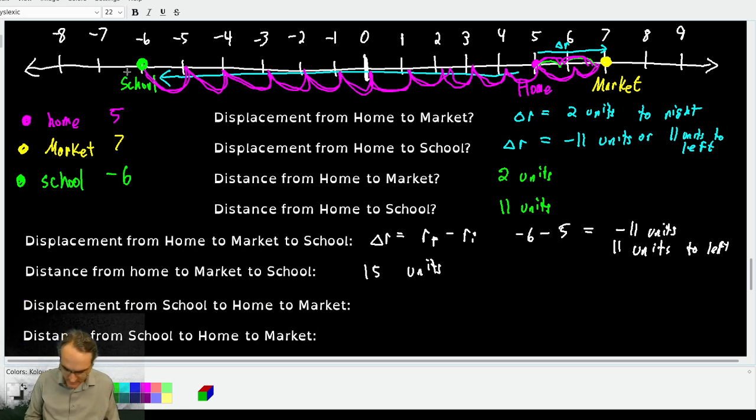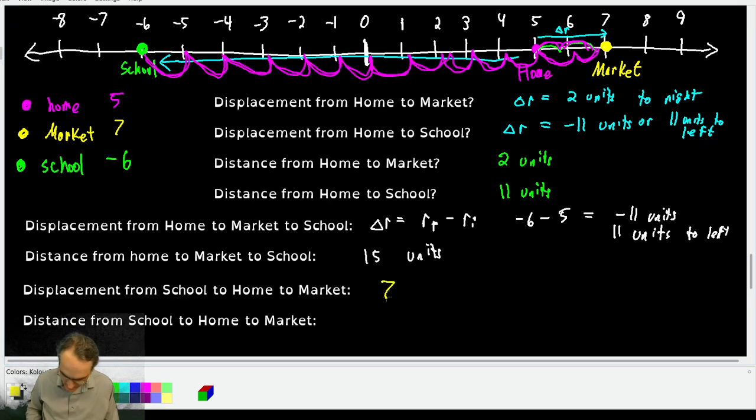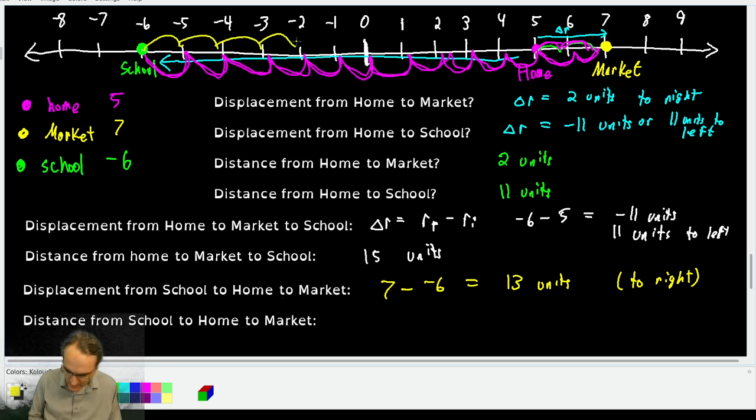Okay, well, our final in this case is 7 for the displacement. So our final position is at 7. Our initial position is at -6, so it'll be 7 minus -6. It'll be 13 units, and of course that's to the right. What about the distance? Well, let's look at hops. 1, 2, 3, 4, 5, 6, 7, 8, 9, 10, 11, 12, 13 hops.